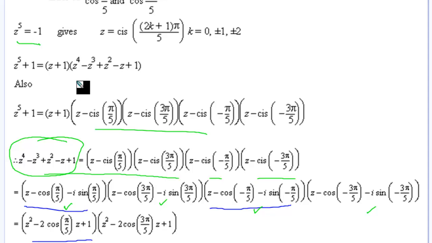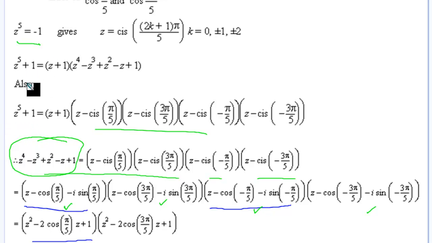Now, given that situation, we know that we can write z to the power of 5 plus 1 as the product of the roots there. So the z plus 1, minus the cis pi on 5, cis 3 pi on 5, minus pi on 5, minus 3 pi on 5. Those 5 roots that we just saw, so z minus each of those roots, multiplied out would give us z to the power of 5 plus 1, because they're all roots of that expression.